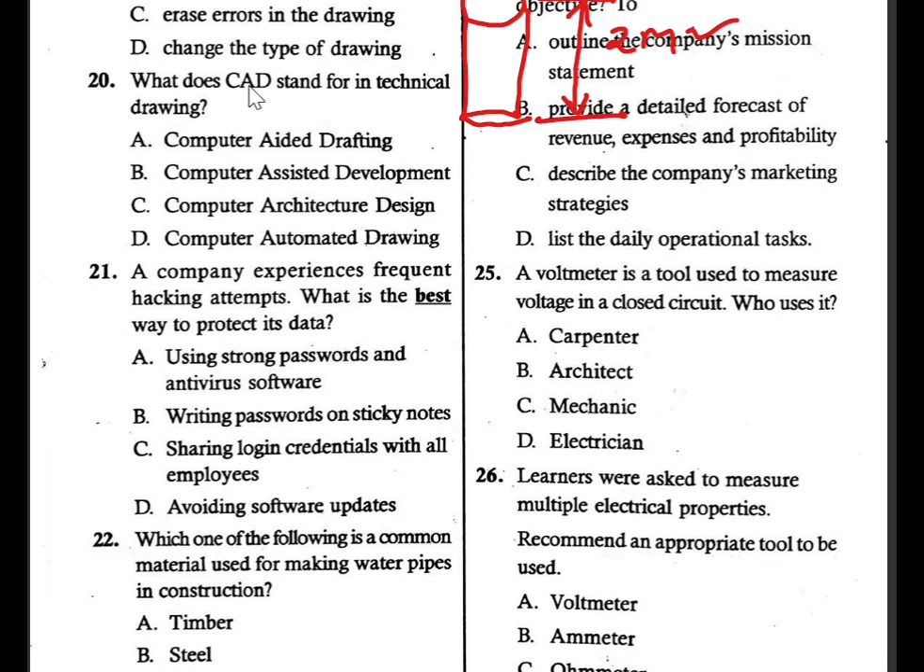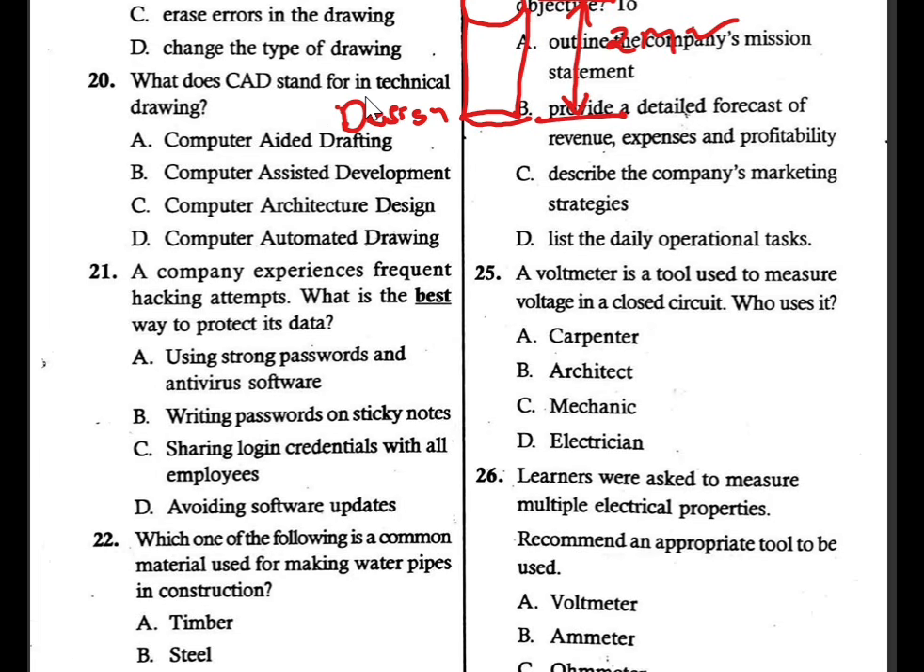What does CAD stand for in technical drawing? So what is the meaning of CAD? A, computer aided drafting. B, computer assisted development. C, computer architecture design. D, computer automated drawing. So CAD stands for computer aided drafting. Sometimes we call it computer aided design. Hii ni gani?